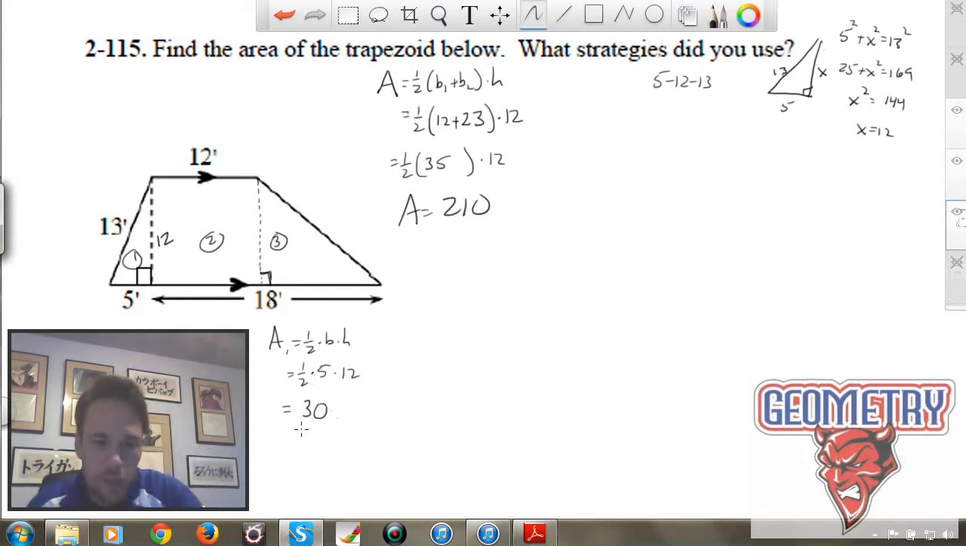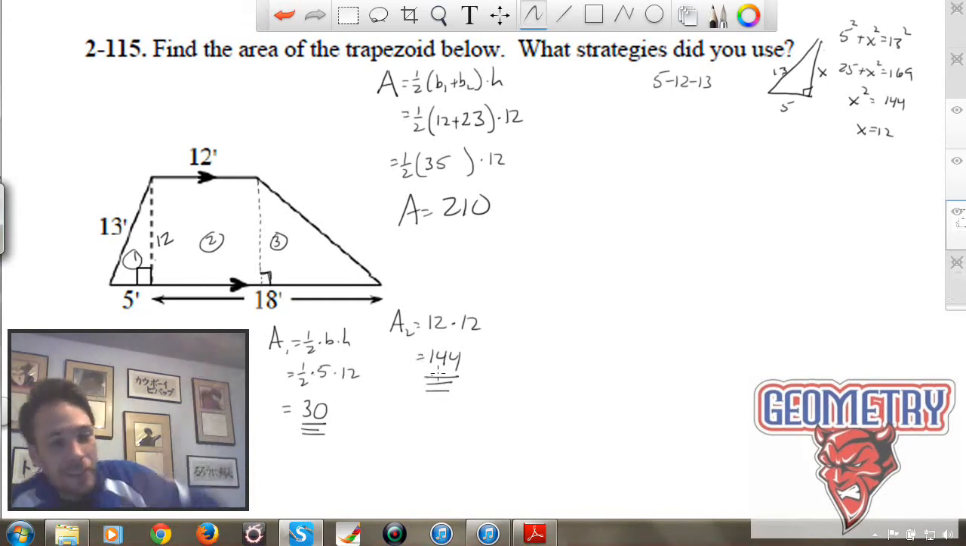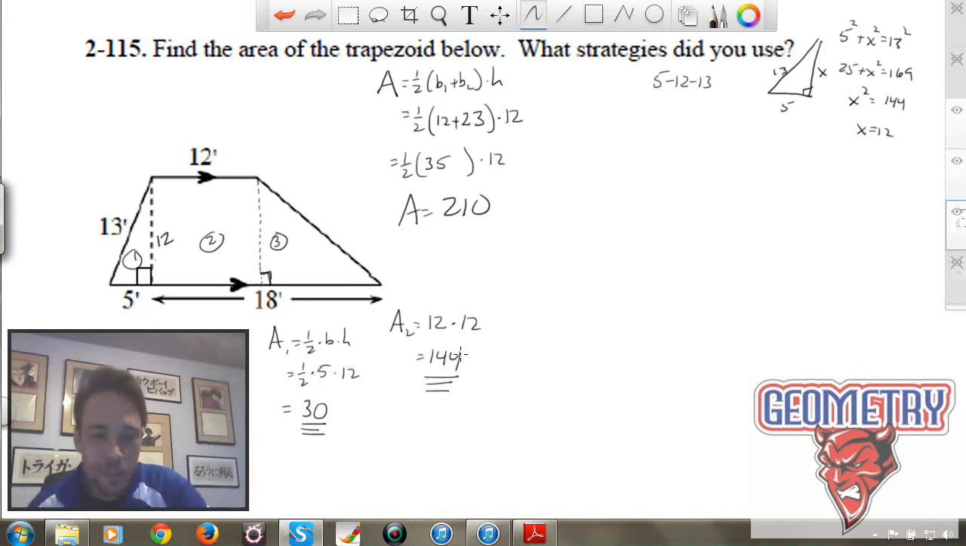So let's hold on to that and put it off to the side, because we're going to add it into these other two. The area of section 2, well, this is a 12 by 12 rectangle, which actually makes it a square. So the area is just 12 by 12, which is 144. Again, put that off to the side, our little math shelf there, so we can grab it for later.